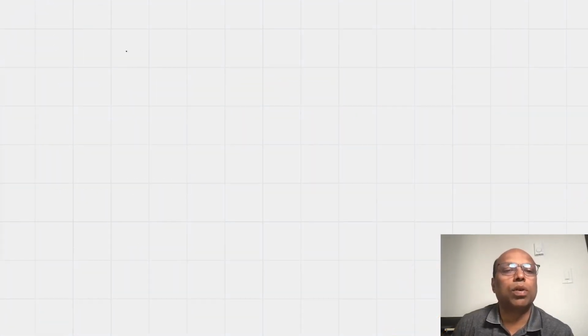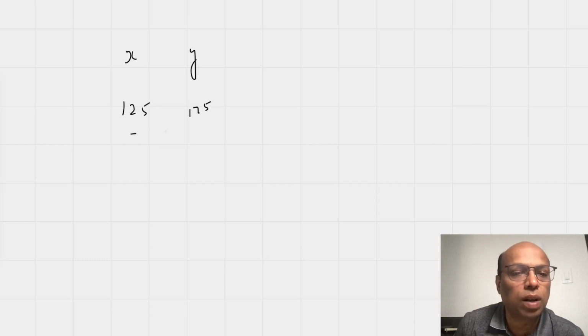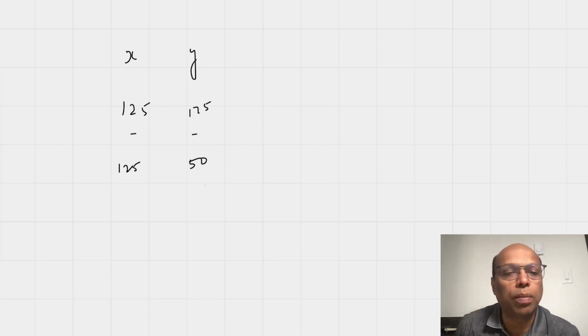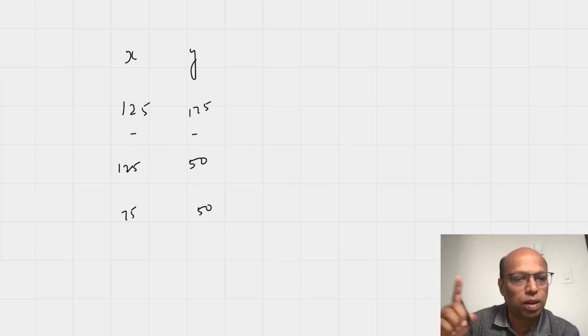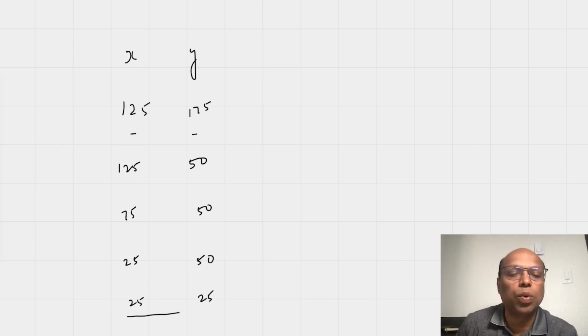So if you want to find the GCD of two numbers, I need to have two numbers. Take 125 and 175. What is the GCD? I need to find out. What the algorithm says: subtract the smaller one from the larger one and store the result in the larger. 175 minus 125 is 50. 125 minus 50 is 75. Subtract the smaller from the larger, store the result in the larger. 75 minus 50 is 25. 50 minus 25 is 25. If both are equal, that is the GCD.